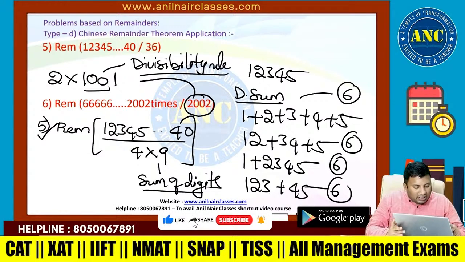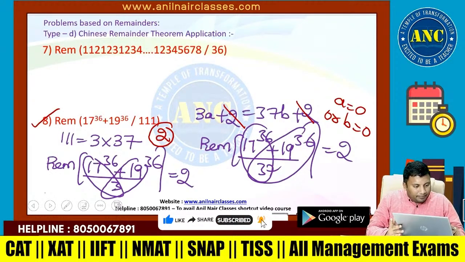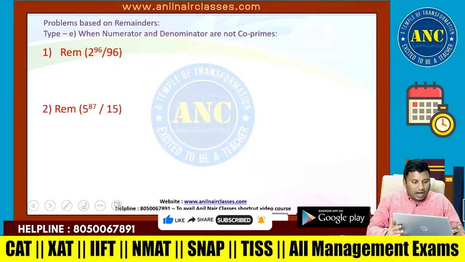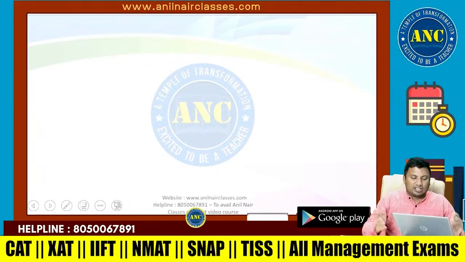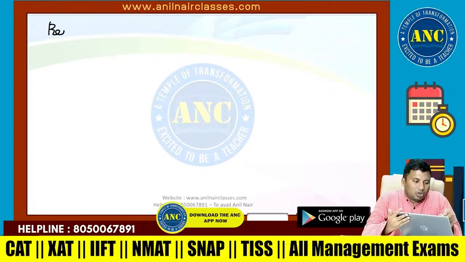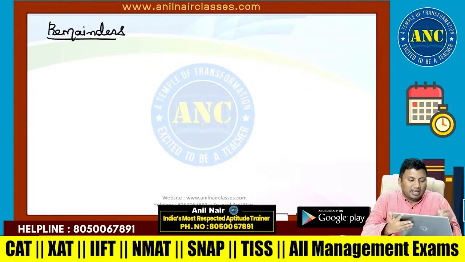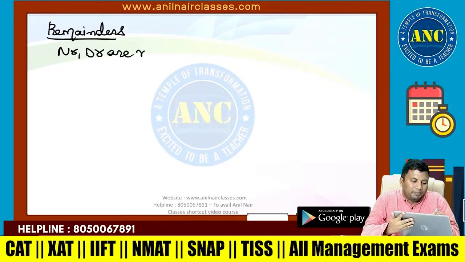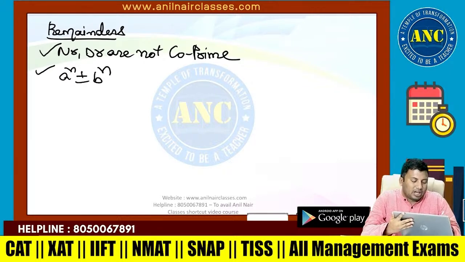I hope you got an idea. So we have got one problem and 2 more varieties are left in remainders. That is, when the numerator and denominator are not co-prime, and problems related to a power n plus or minus b power n.